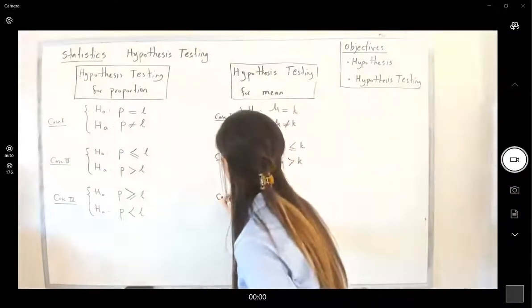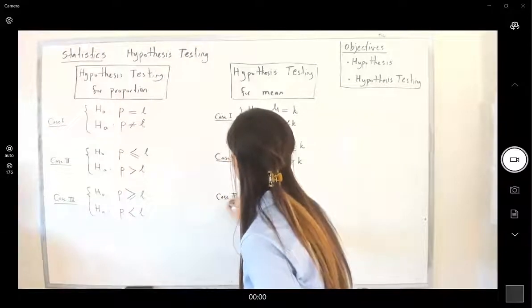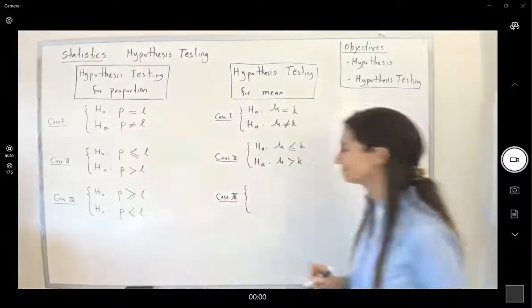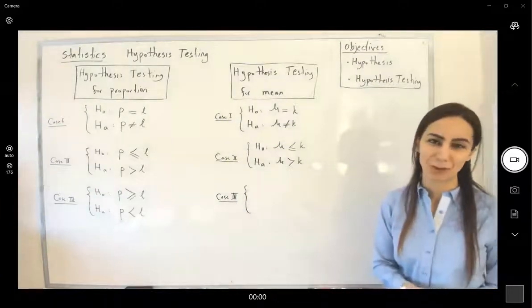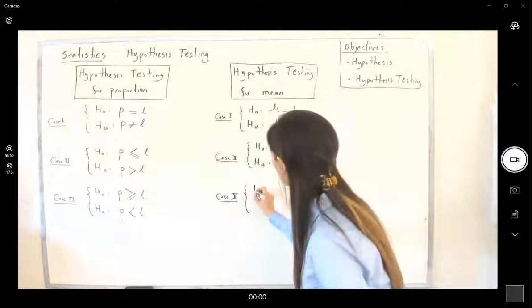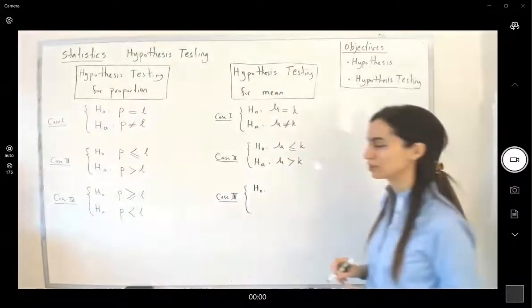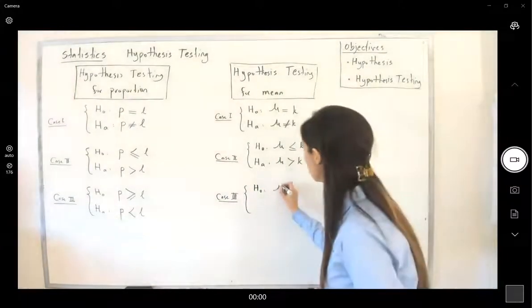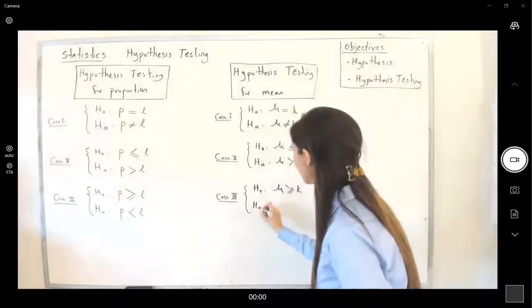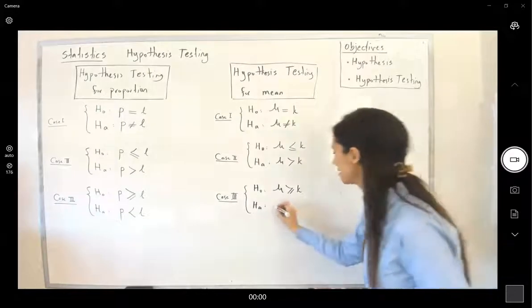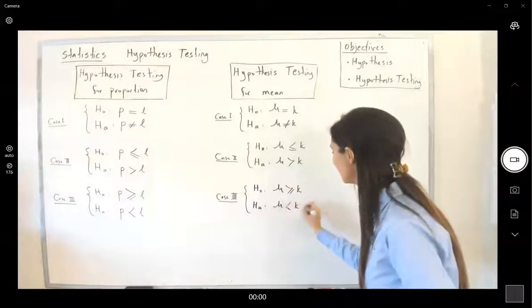Third case. Information about the null hypothesis or alternative hypothesis is given in the question. And suppose your null hypothesis says the mean is greater than or equal to k, and its complement can be written as the mean less than k.